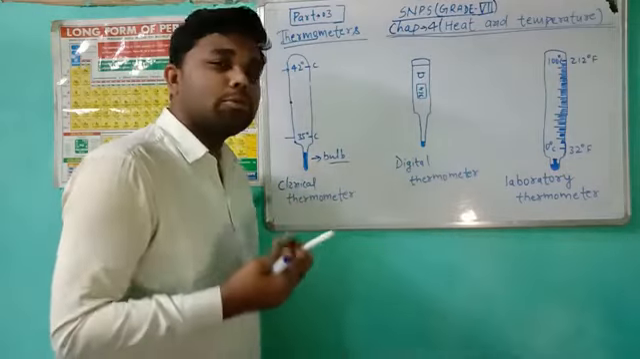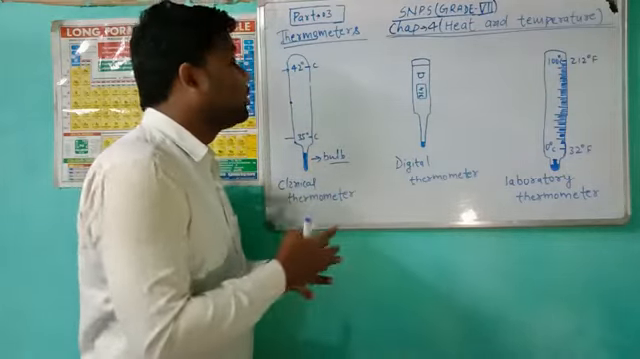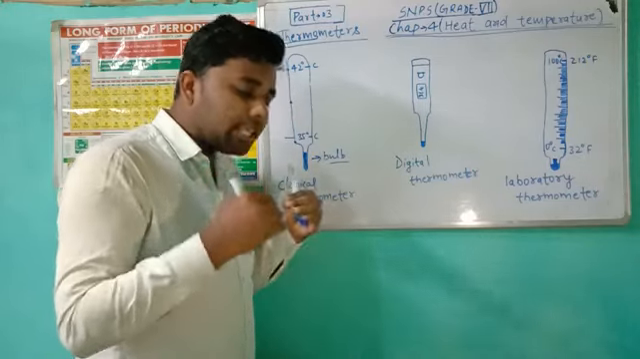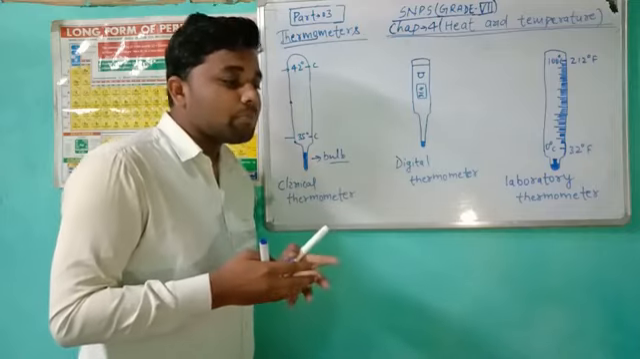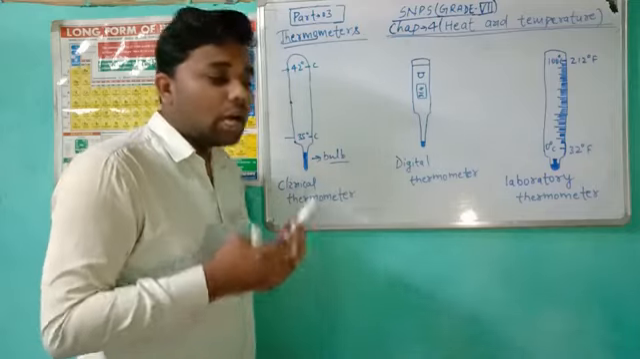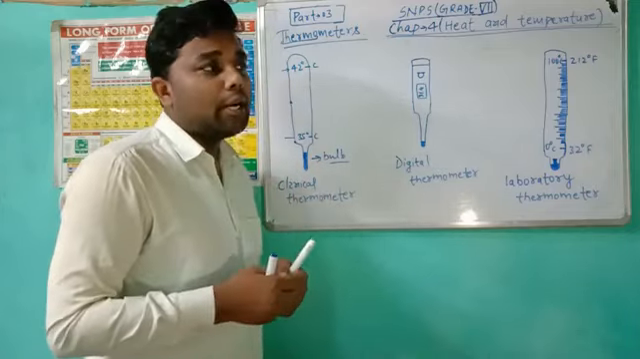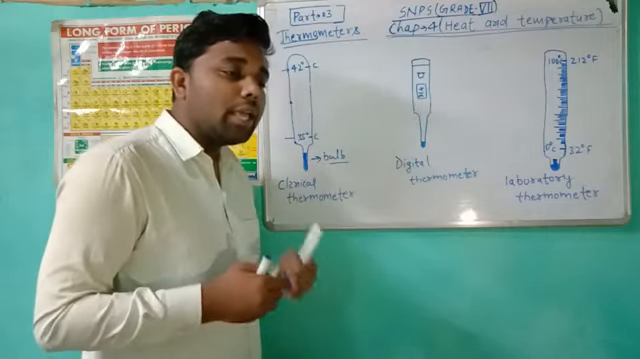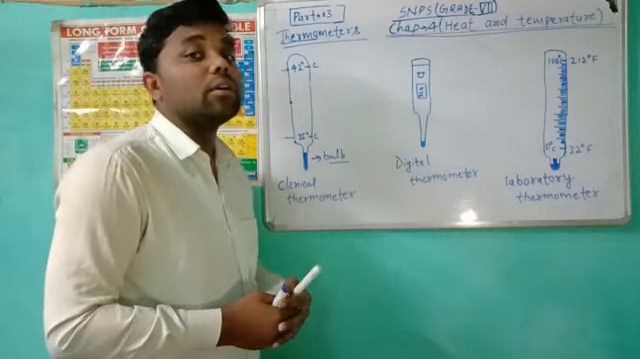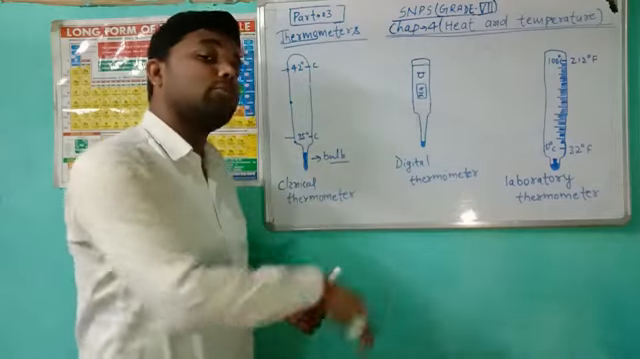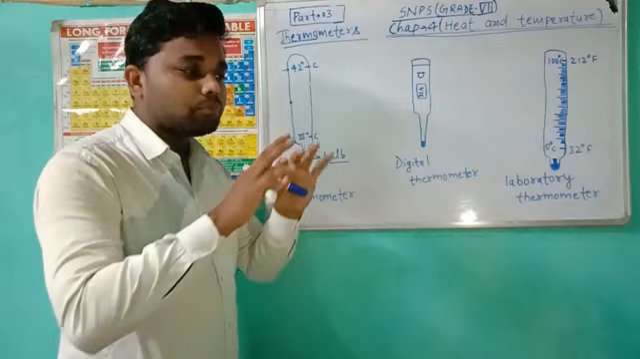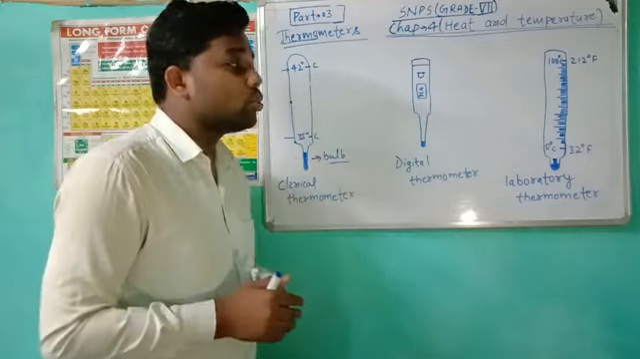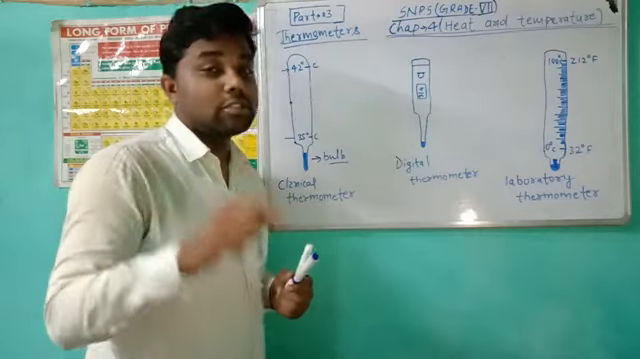Formally coming to our point, our topic is the thermometer. The first point, when we think about the thermometer: what is a thermometer, how is it used, who invented the thermometer, and why we use mercury in the bulb of the thermometer. This is the main question that comes to our mind at first. So here, what is a thermometer? This is the first question.